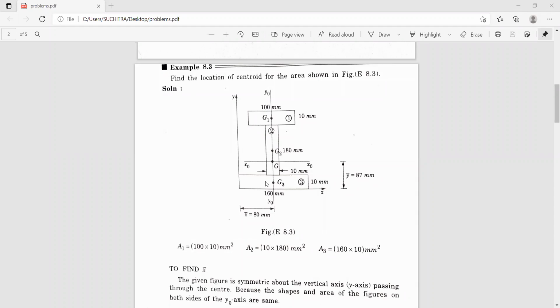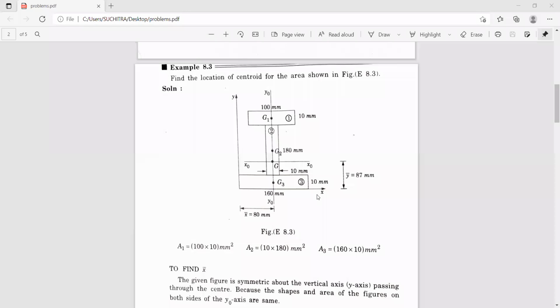Now you know the equation, x bar is equal to a1 x1 plus a2 x2 plus a3 x3 divided by a1 plus a2 plus a3. Then you will get the same answer, that is x bar is equal to 80 millimeters. You can cross check. Since you can avoid that one step if you find the axis of symmetry, here it is symmetrical about the y-axis, hence directly you will get the value of x bar as 80 millimeters.